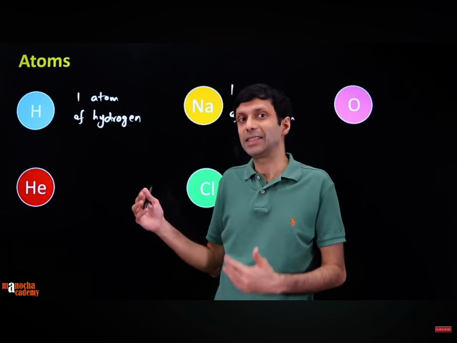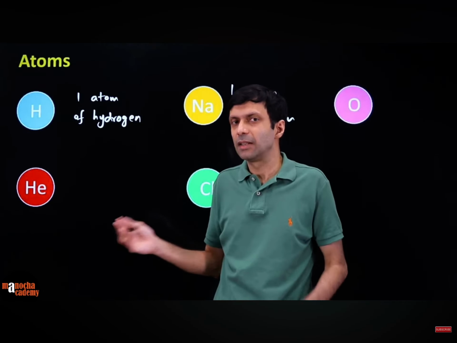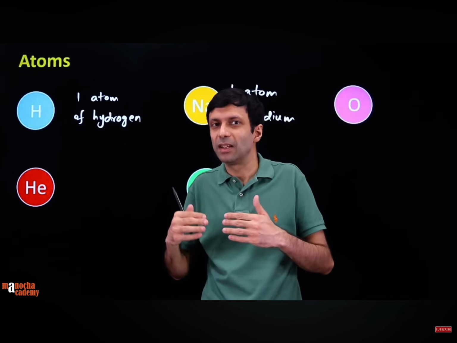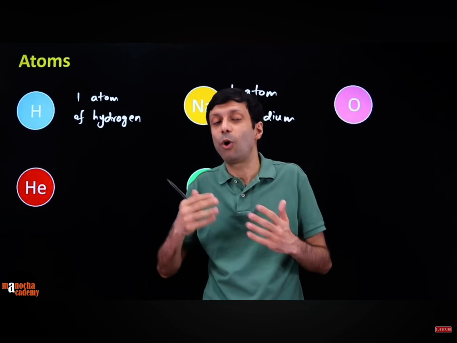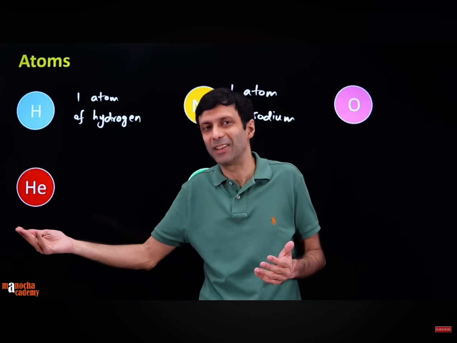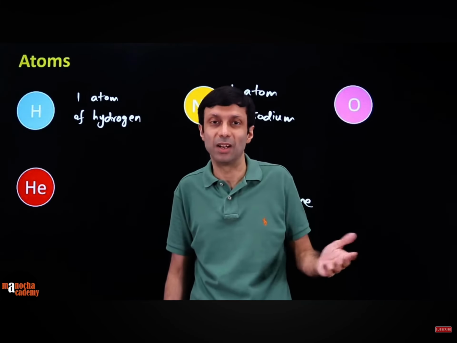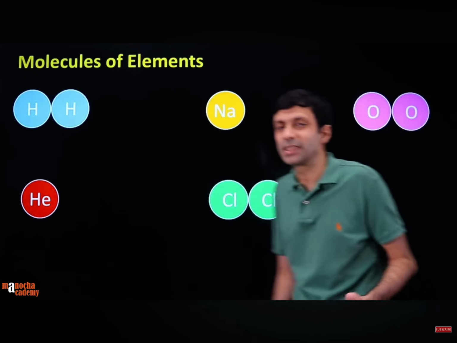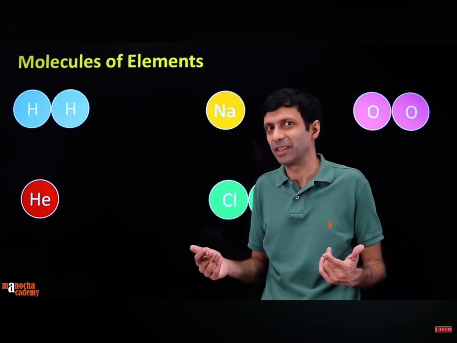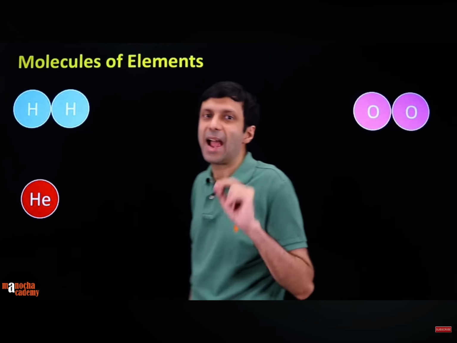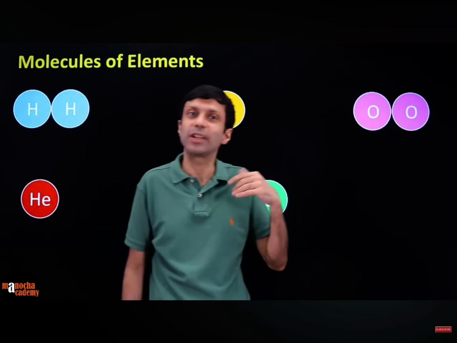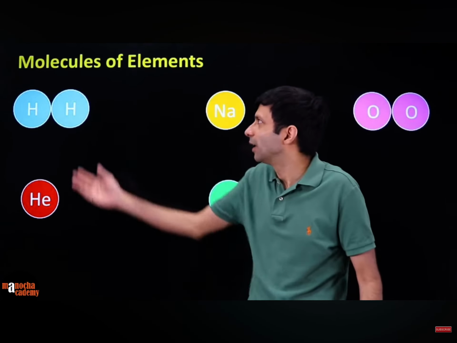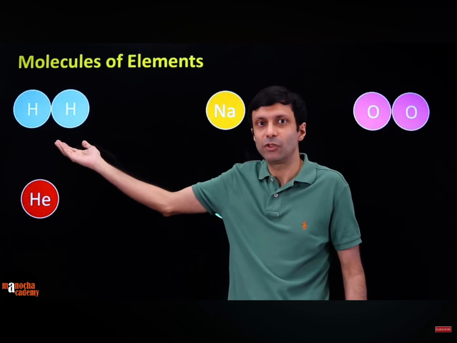Now, can an atom exist alone always? Sometimes it can, sometimes it doesn't. So it combines with other atoms of itself, or if it's very reactive, it will combine with atoms of other compounds, other elements, right? So that is why we come to this concept of molecules of element. Because as I said, remember, atom may or may not exist independently. There are certain atoms which cannot exist alone, and one famous simple example is hydrogen.